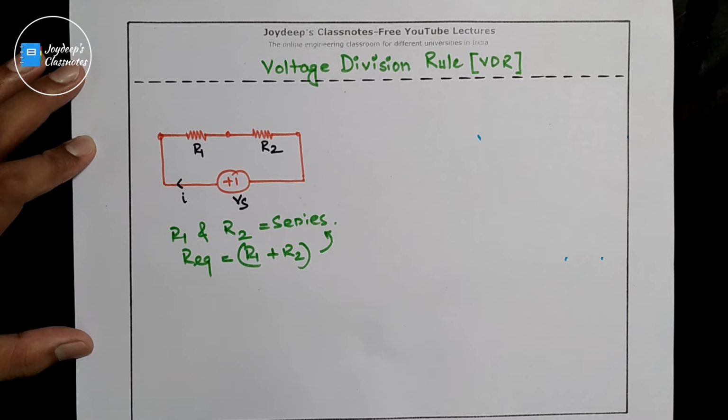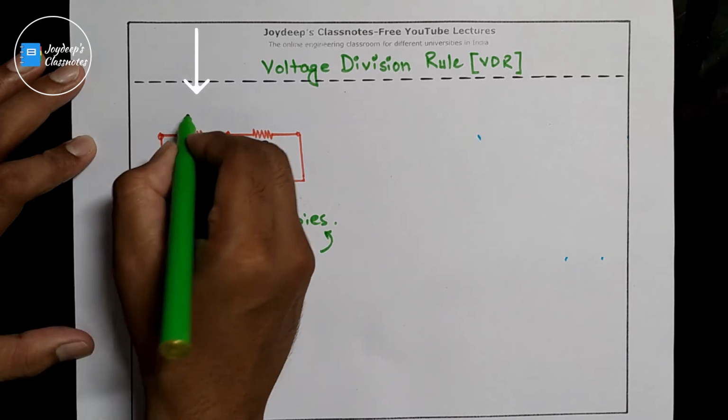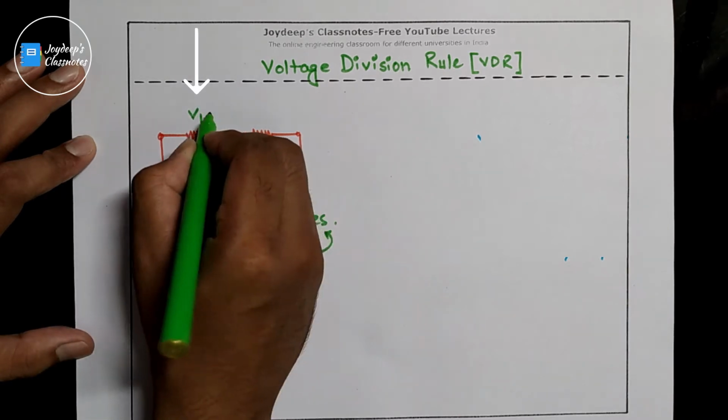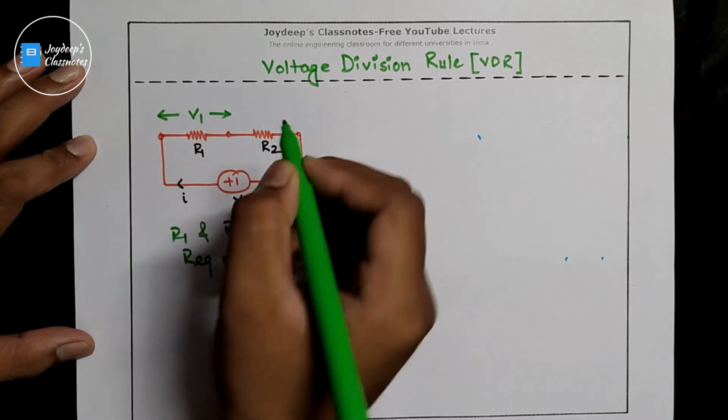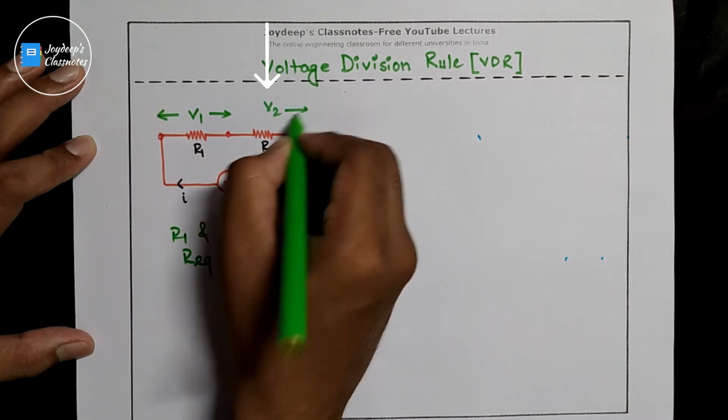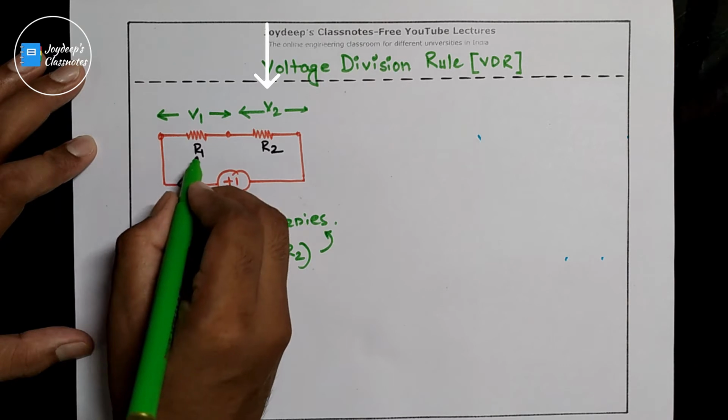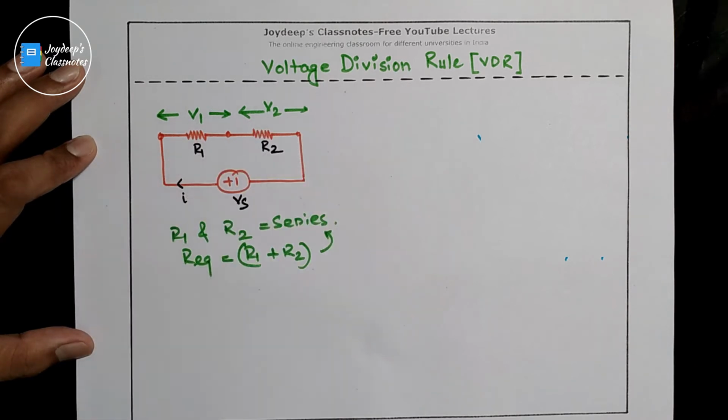Now what do we want to find out? We want to find out the voltage drop across this resistor and the voltage drop across this resistor. That is, for R1 it's V1, for R2 it's V2, right?